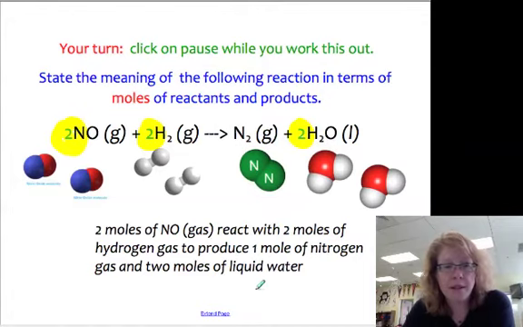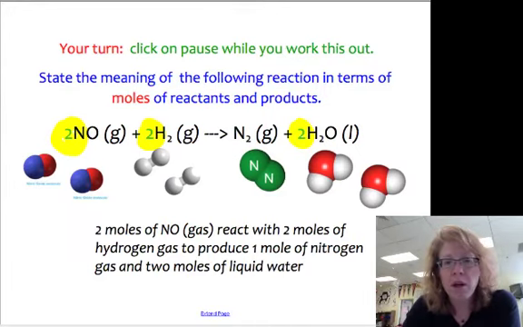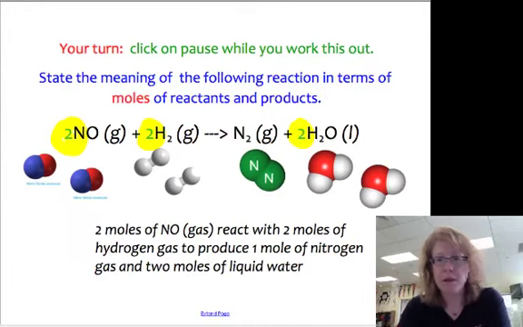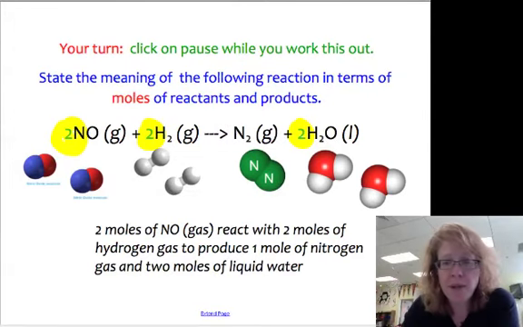So we would read that sentence like this. 2 moles of NO react with 2 moles of hydrogen to produce 1 mole of nitrogen and 2 moles of liquid water. That's what you need to be able to do for this objective, be able to read a balanced equation and give me that mole-to-mole ratio. So let's move on and think about using this.